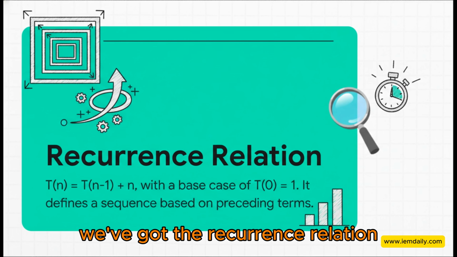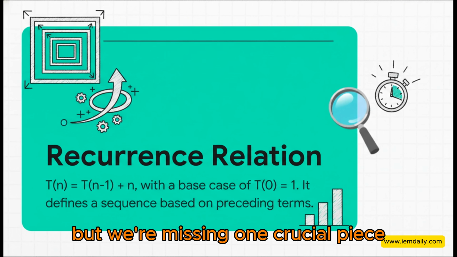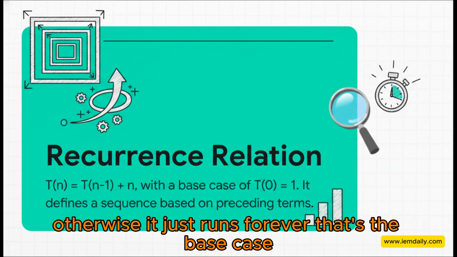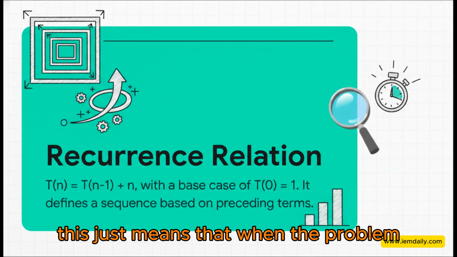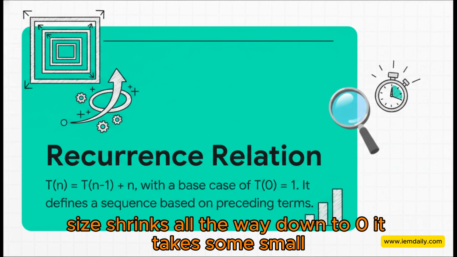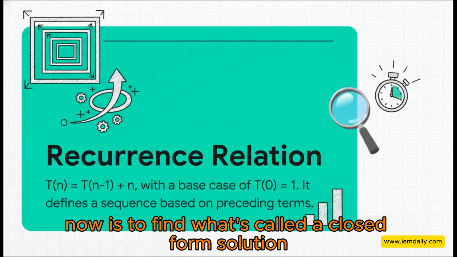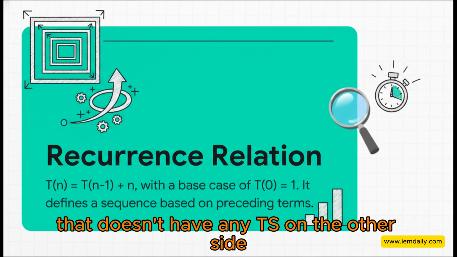We've got the recurrence relation, T(n) = T(n-1) + n, but we're missing one crucial piece. Every recursion needs a stopping point, right? Otherwise, it just runs forever. That's the base case. For our problem, we'll say T(0) = 1. This just means that when the problem size shrinks all the way down to 0, it takes some small, constant amount of time to finish up. So our big mission now is to find what's called a closed-form solution, a simple formula for T(n) that doesn't have any T's on the other side.